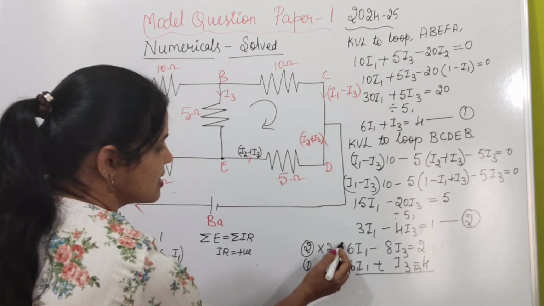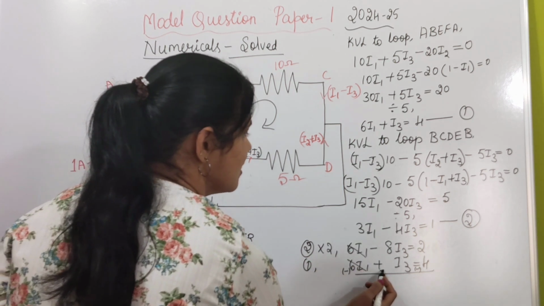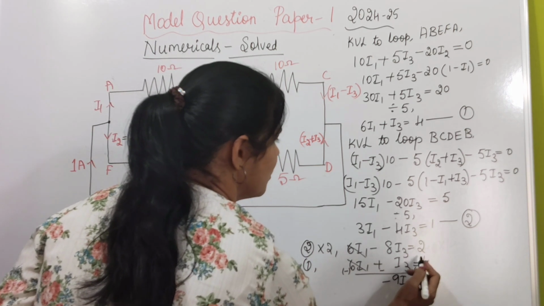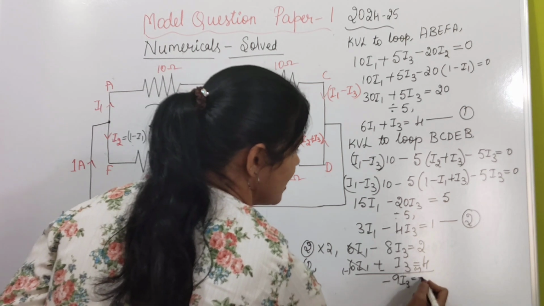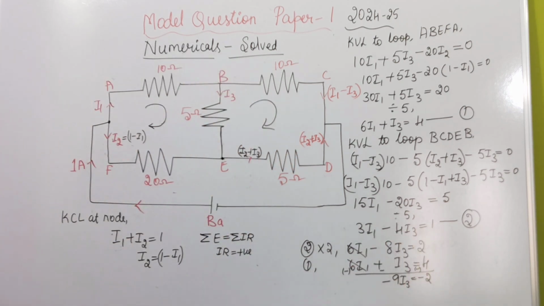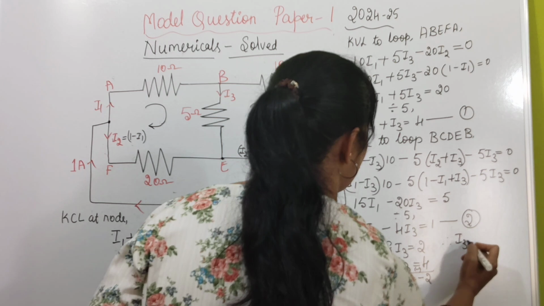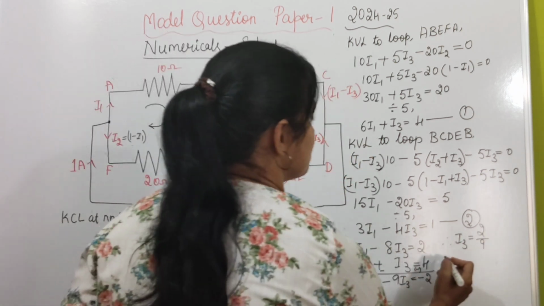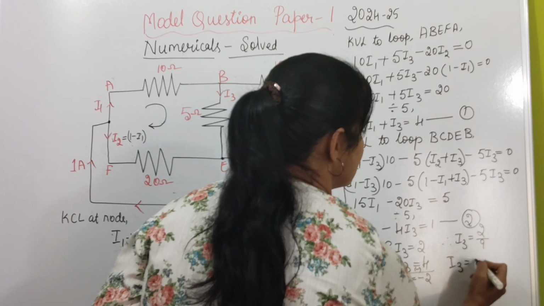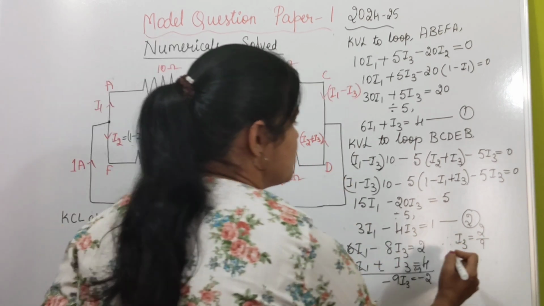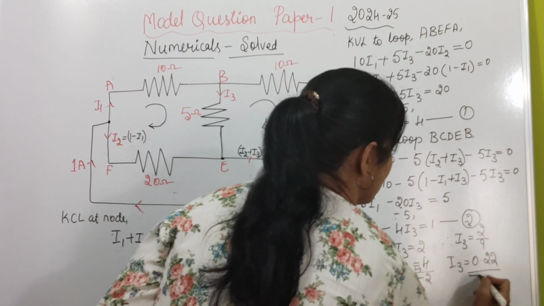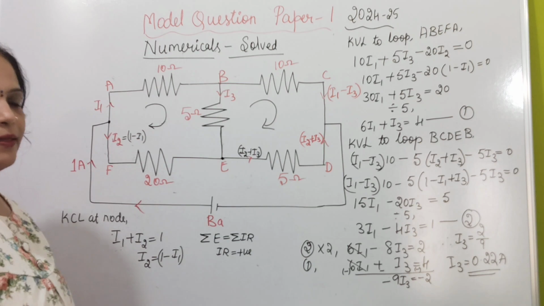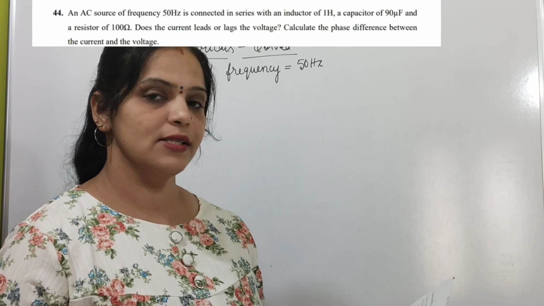Plus 6I1 minus 6I1 cancels. And minus means you have to add minus 9I3. That is equal to plus 2 minus 4, which is minus 2. Minus 2. Therefore, I3 is equal to 2 by 9. So I3 is 0.22 ampere. I3 is 0.22 ampere. Is this clear, student?